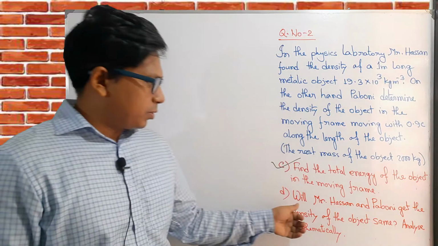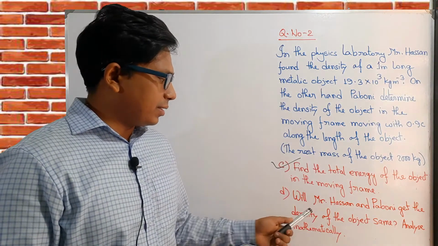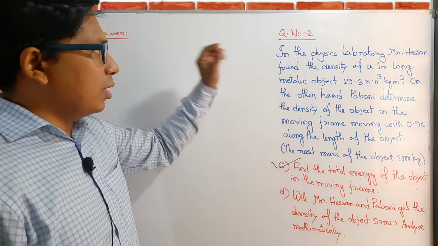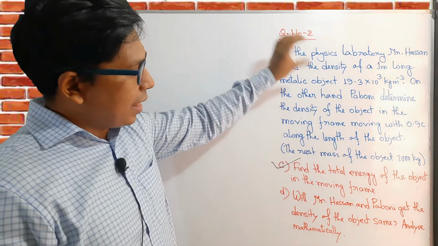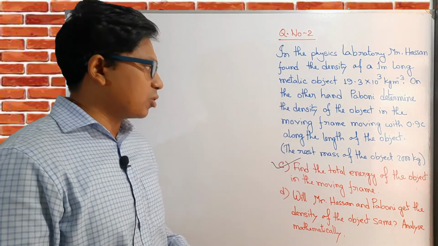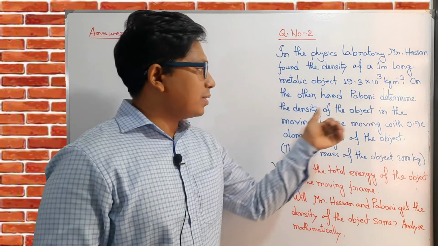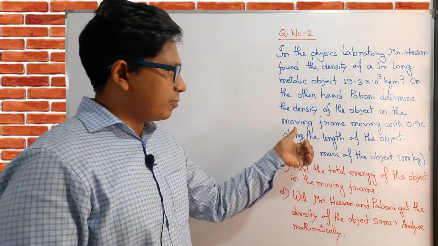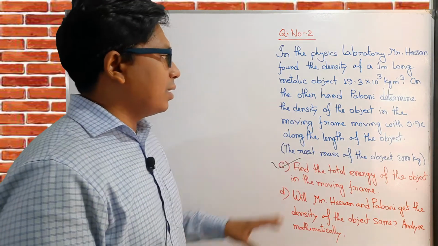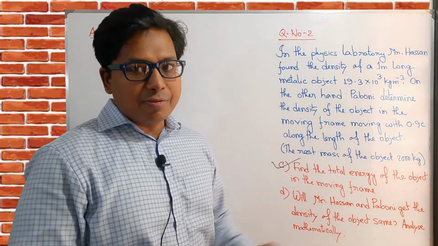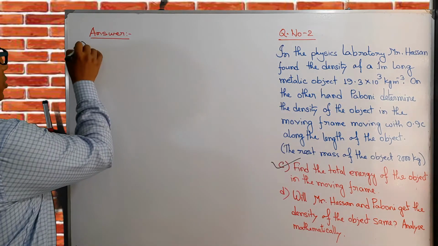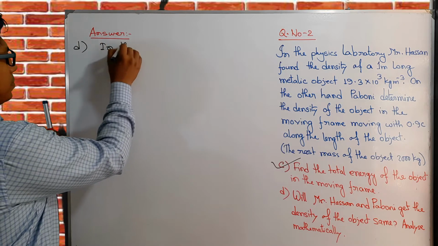Now question number D: will Mr. Hassan and Pavani get the same density of the object? We observe in the stem that the measurement in the lab gives the density as 19.3 into 10 to the power 3 kg per meter cube. But Pavani determined the density of the object when the frame is moving with velocity 0.9 c. Now we determine the density in the moving frame. Now the answer for D.